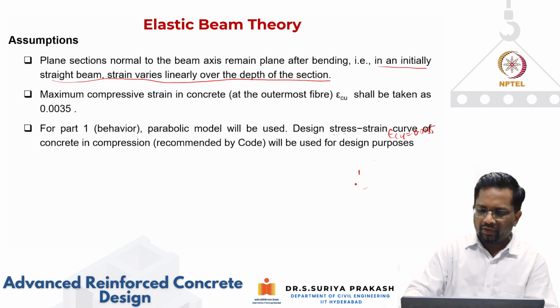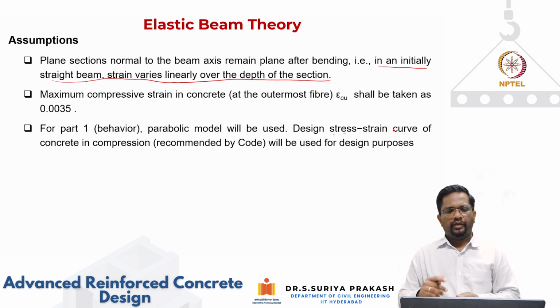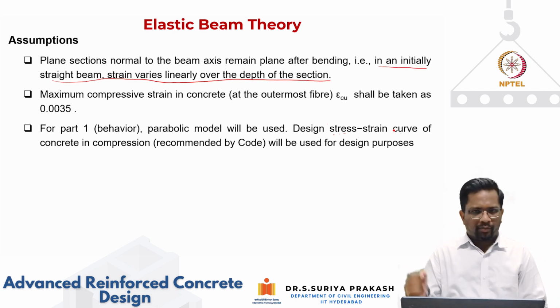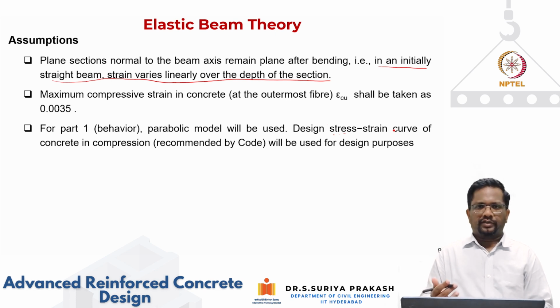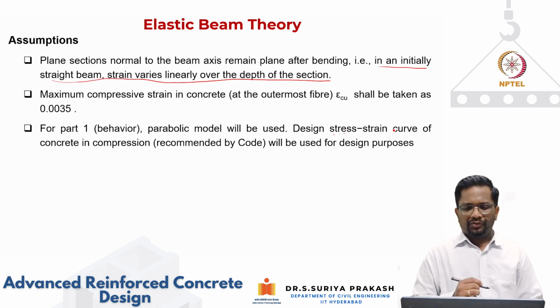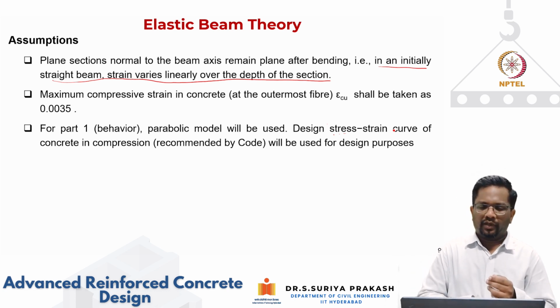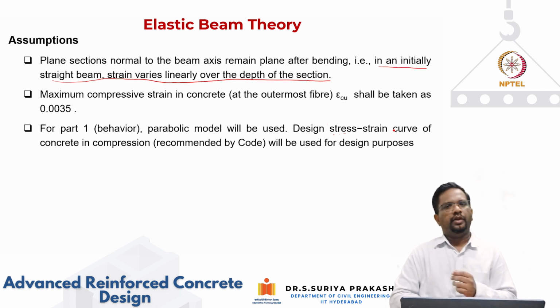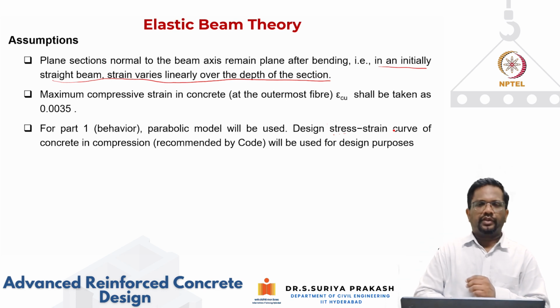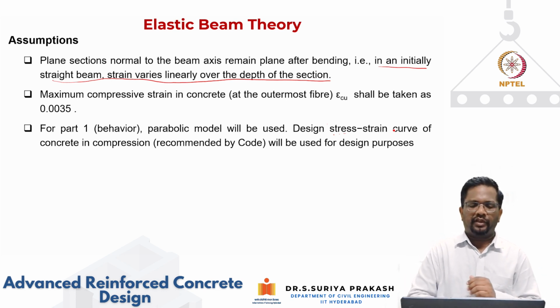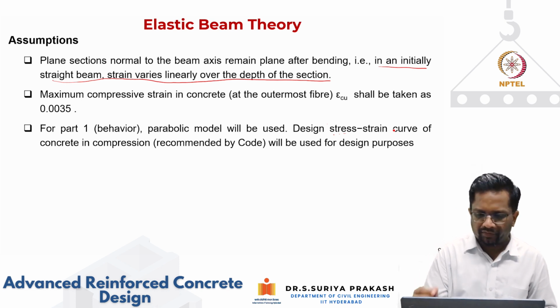Okay, so for part one, to understand the behavior, what we are going to use is this parabolic model that we have set, which is the Hognestad stress strain curve. And for part two, when we are doing calculations as per your IS code 456, then we are going to use the design stress strain curves that are specified by the code. Okay, so that is what we are going to use.